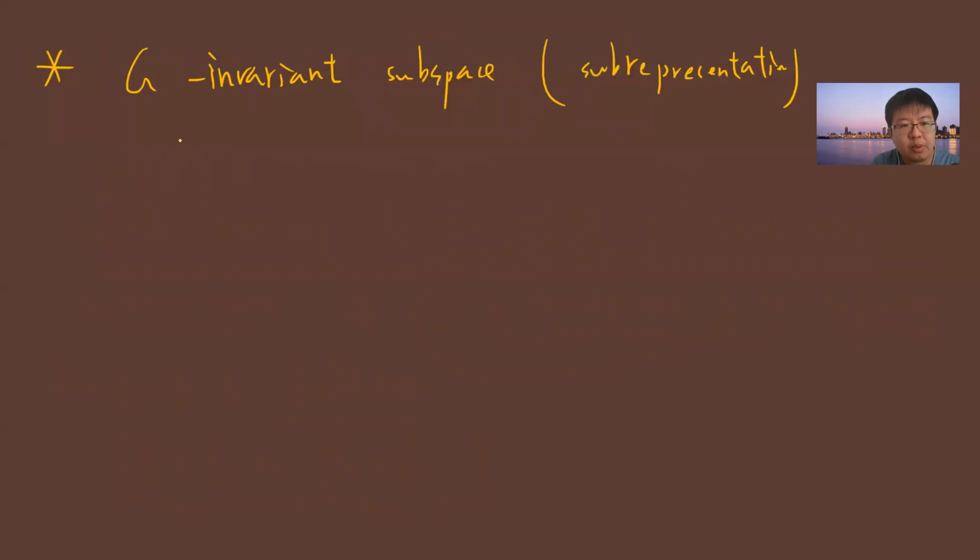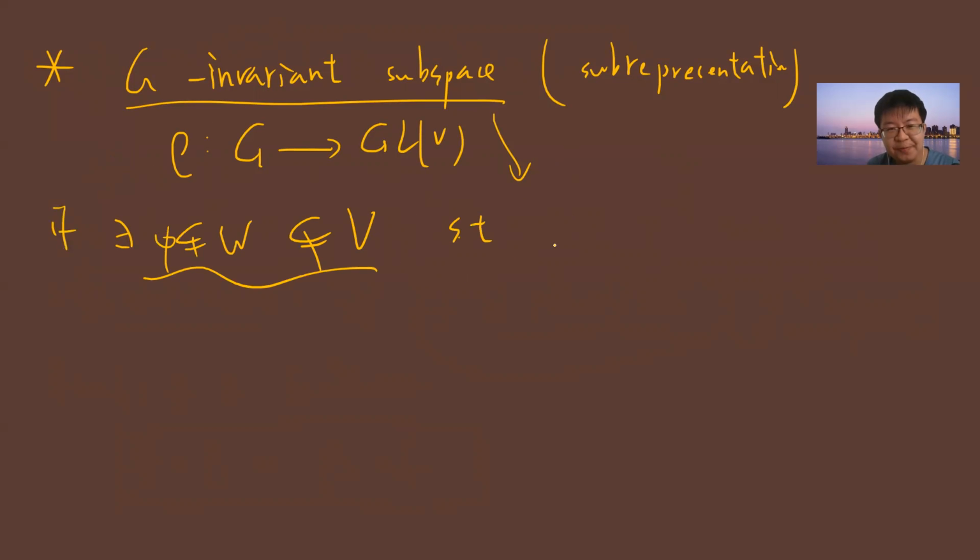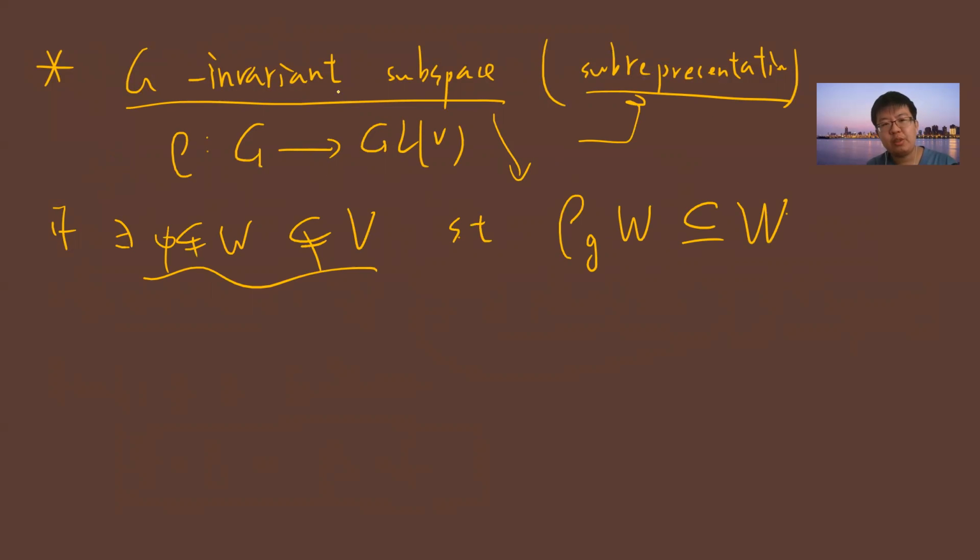Okay, so suppose we have the representation. A G-invariant subspace means that there exists W, which is a subset of V, should not be the same as V, and also non-empty, otherwise it's trivial, such that any ρ(g) can map W, as another subspace, to sit inside W. So that means if you forget about V, then this is a subrepresentation of the original representation. This is called a G-invariant subspace.